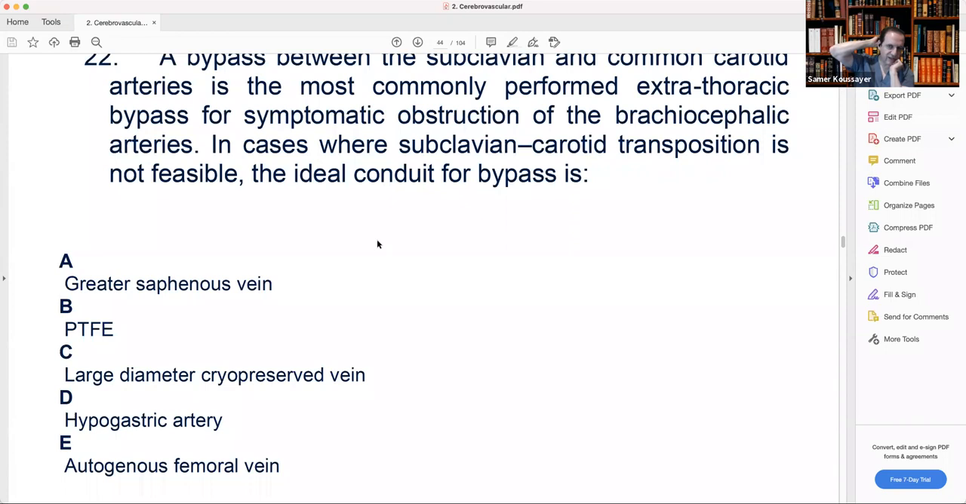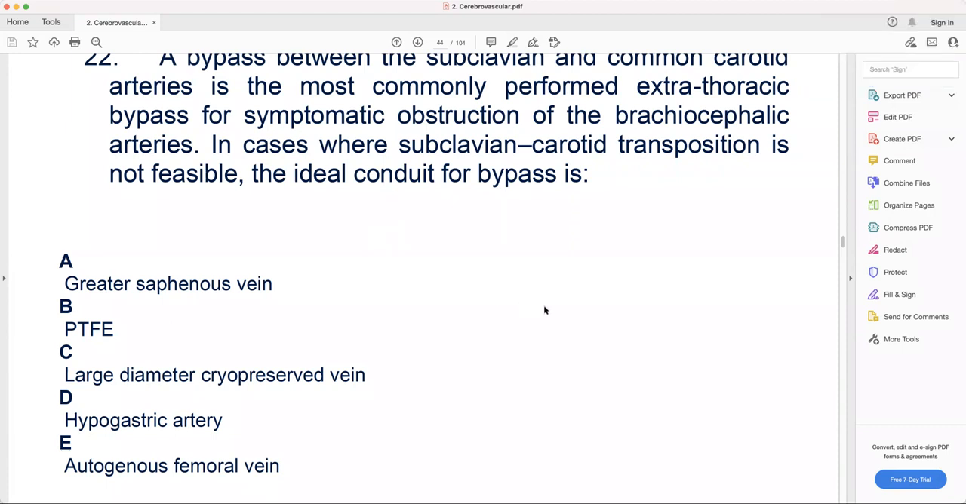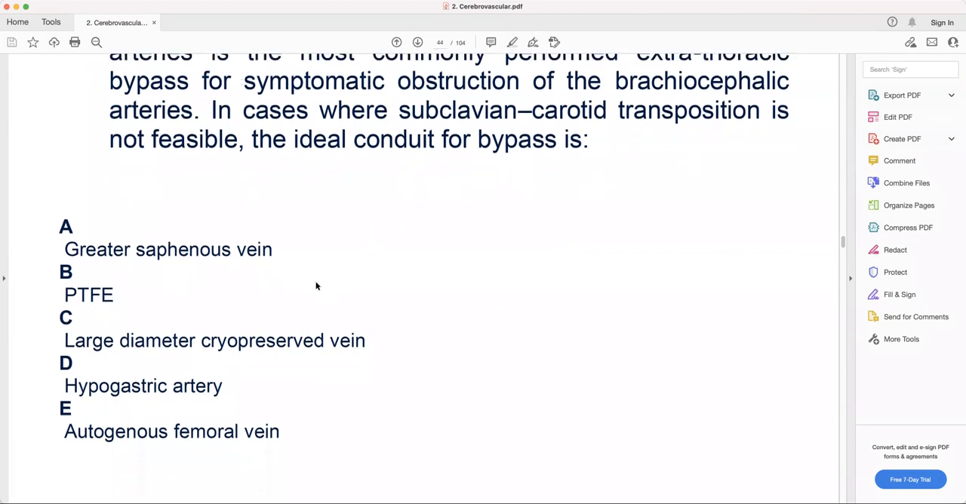So the only times we use a vein are if you have an infection, or if you're going to do internal carotid artery endarterectomy with a bypass. In other normal conditions, always use synthetic, and always use PTFE with the ring. So saphenous vein is not a good option.